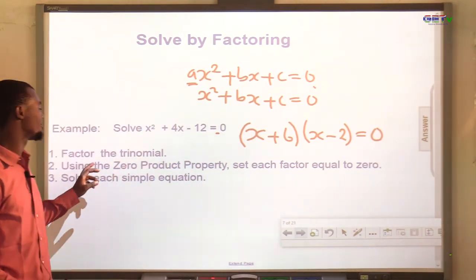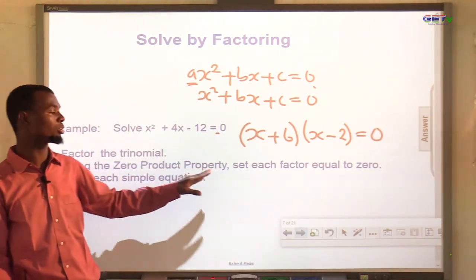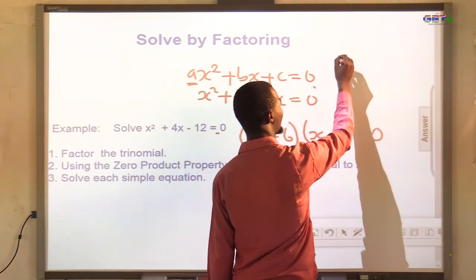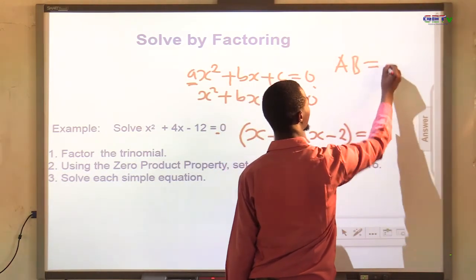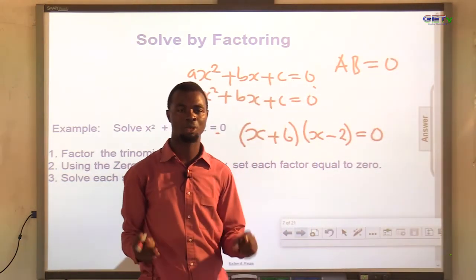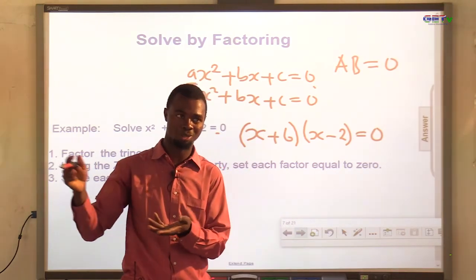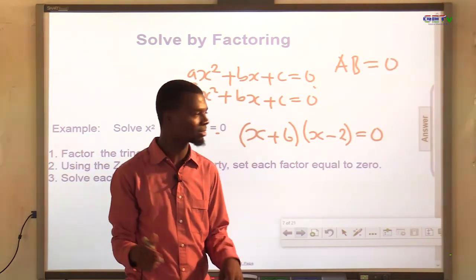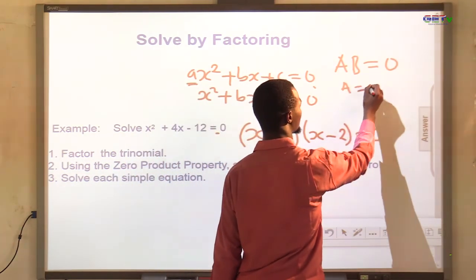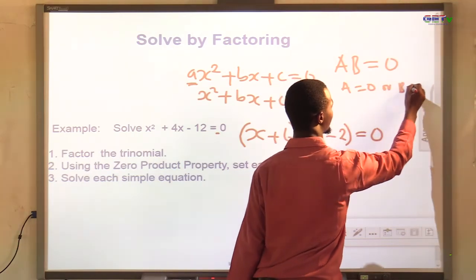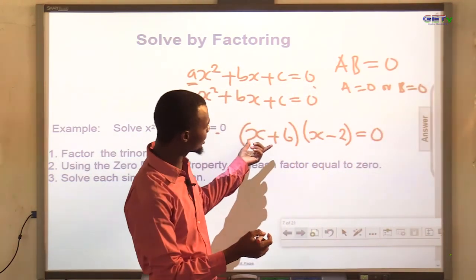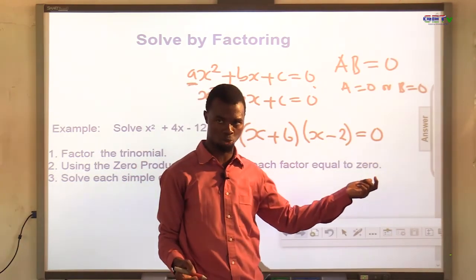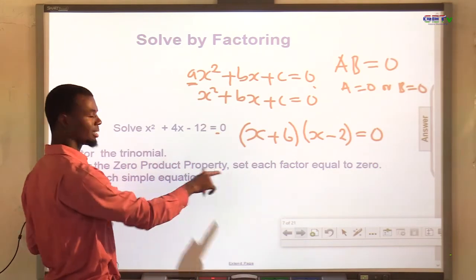Look at it. Factor the trinomial, use the zero product. What is a zero product here? Zero product is, for instance, you have two numbers a, b is equal to 0. When you multiply two numbers and your result is 0, either one of the numbers is 0 or both the two numbers are 0. This is either a is equal to 0 or b is equal to 0. Here, if you look at this, our a is x plus 6, and our b is x minus 2. That is the zero product here.